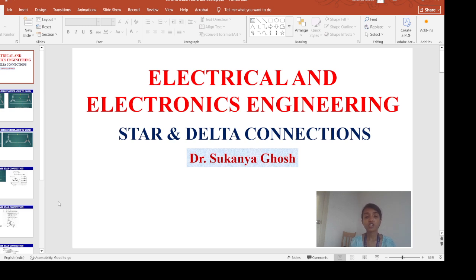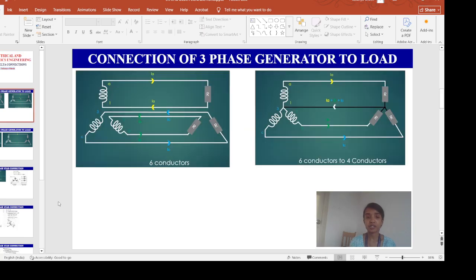So welcome back to this particular lecture where we will discuss the star and the delta connections. So let's consider here the connection of a three-phase generator, how it is connected to the load is shown here.